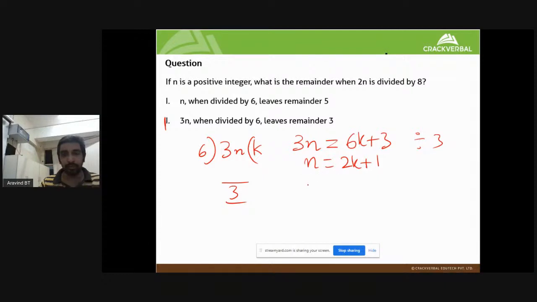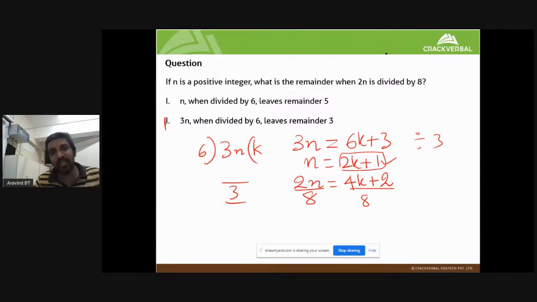If n is equal to 2k plus 1, 2n will be equal to 4k plus 2. Same problem again. Because if we want to find out the remainder when divided by 8, we'll again have to plug in values. So we plug in values here only. 2k plus 1 is the general form of an odd number. So what is this second statement telling us? The second statement is essentially telling us that n is an odd number.